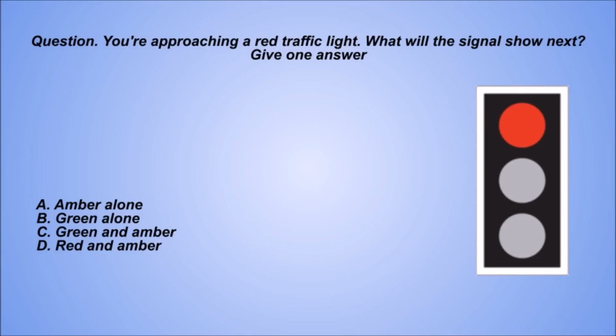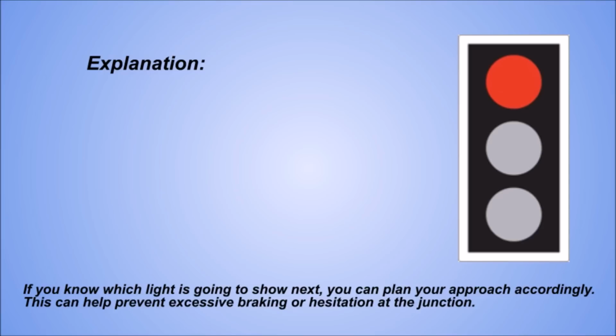Question: you're approaching a red traffic light. What will the signal show next? Give one answer. A. Amber alone. B. Green alone. C. Green and amber. D. Red and amber. The correct answer is D. Red and amber. Explanation: if you know which light is going to show next, you can plan your approach accordingly. This can help prevent excessive braking or hesitation at the junction.